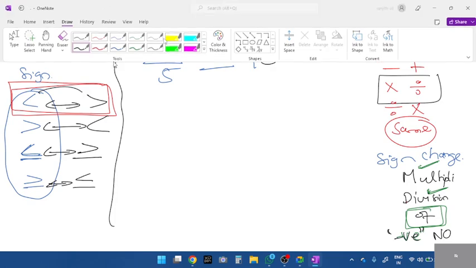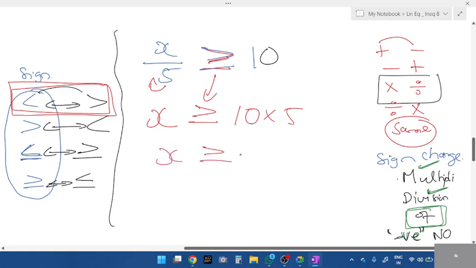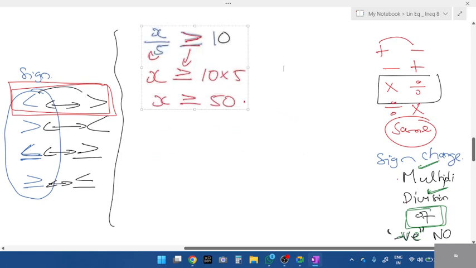How are x and 5 related? Multiplication or division? Division. 5 is what kind of number? What's the sign? Positive or negative? Will the sign change or remain the same if it is positive? It remains the same. For which one does the sign change, students? Only for negative. So for this, the sign will not change. 5 goes to the other side, becomes multiplication. X is greater than or equal to 50. Clear?